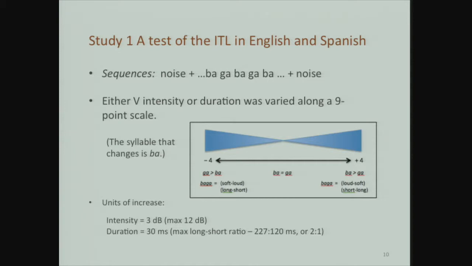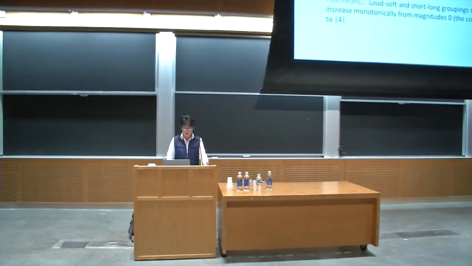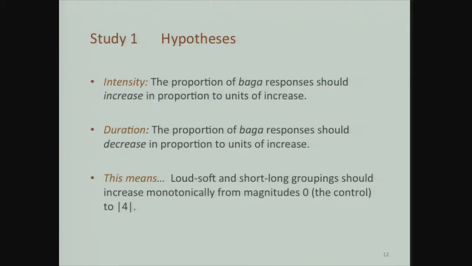So, given that we have this scale, given that Ba is softest or shortest here, the intensity principle predicts that if we prefer loud-soft groupings, we should have a continuously increasing proportion of Baga responses. And the prediction for the duration principle is the opposite. If Ba is shortest at the lower end of the scale, then we should have the highest proportion of short-long groupings there, and they should go down from there.